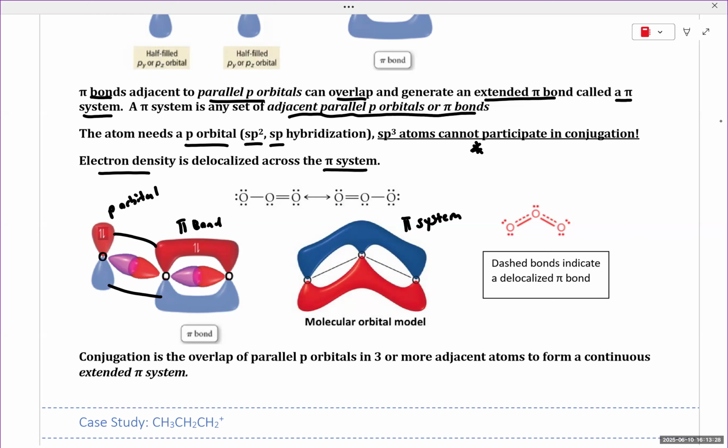The way that we represent these kinds of delocalized pi electrons is using dashed bonds. So for example, for ozone, rather than drawing out both the resonance structures, if we wanted to portray the actual structure, we'd use this dashed bond notation, which is essentially saying we're distributing electron density across these three oxygen atoms participating in the pi system. Conjugation, once again, is the overlap of parallel p orbitals in three or more adjacent atoms to form a continuous extended pi system.